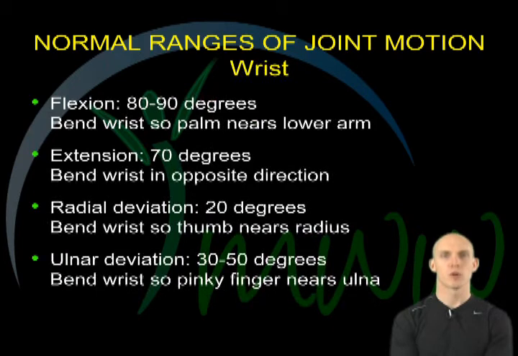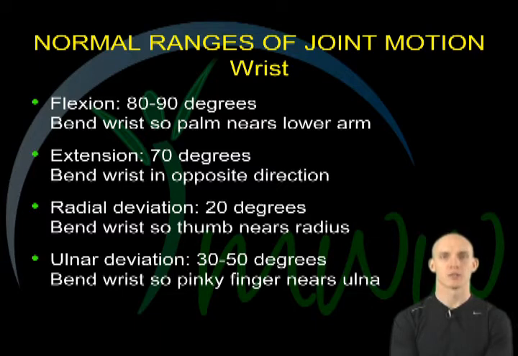Normal ranges of joint motion for the wrist. Flexion. Recommended movement is 80 to 90 degrees. Bend your wrist to reach your palm closer to your lower arm. Extension. Recommended movement is 70 degrees. Bend your wrist away from your lower arm.